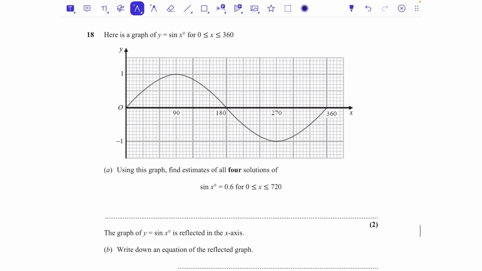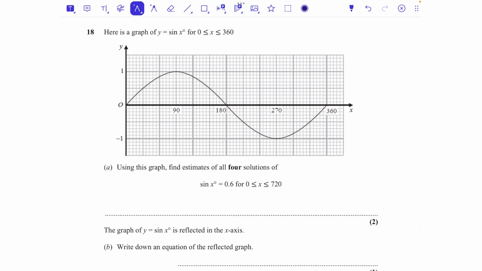Fabulous. Question number 18. Here is a graph of y equals sine x from 0 to 360. Using this graph, find estimates of all 4 solutions for when sine of x equals 0.6 between 0 and 720. So we can see that our graph here only goes across to 360. But we know that the sine graph just keeps repeating. So it's going to do the same thing again. It's going to carry on going and do the exact same thing from 360 to 720.